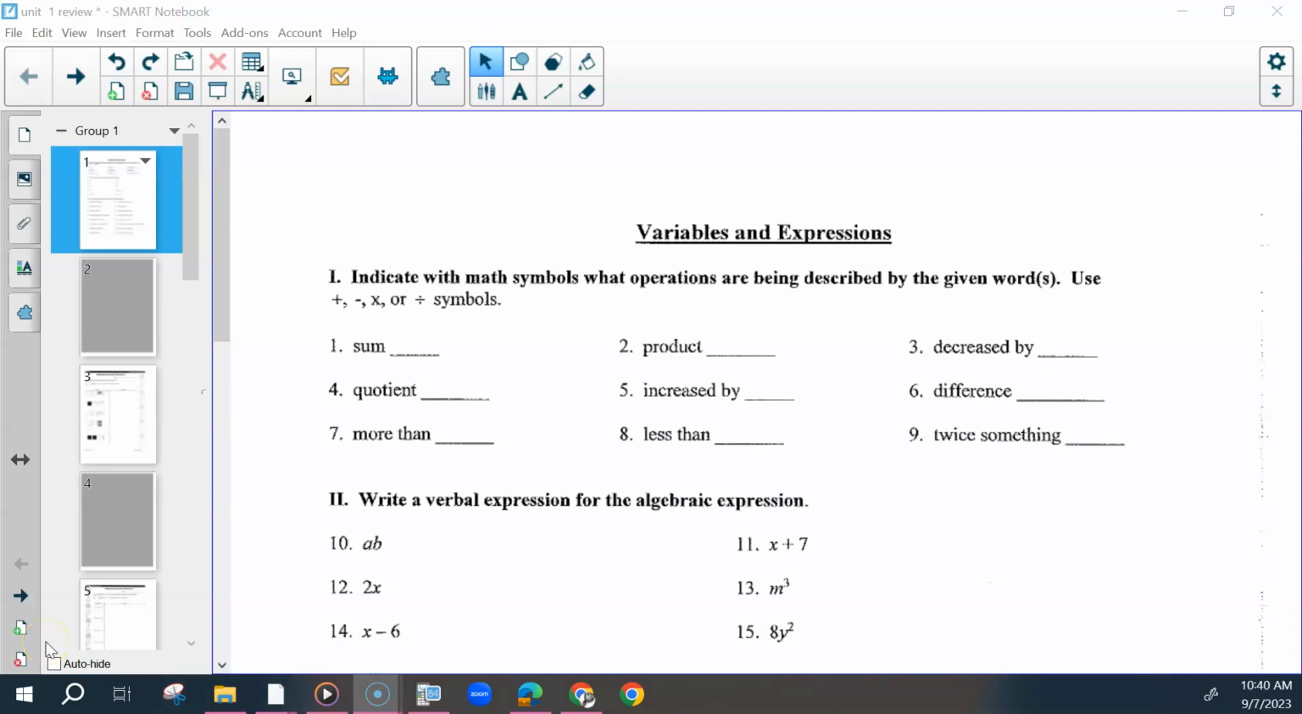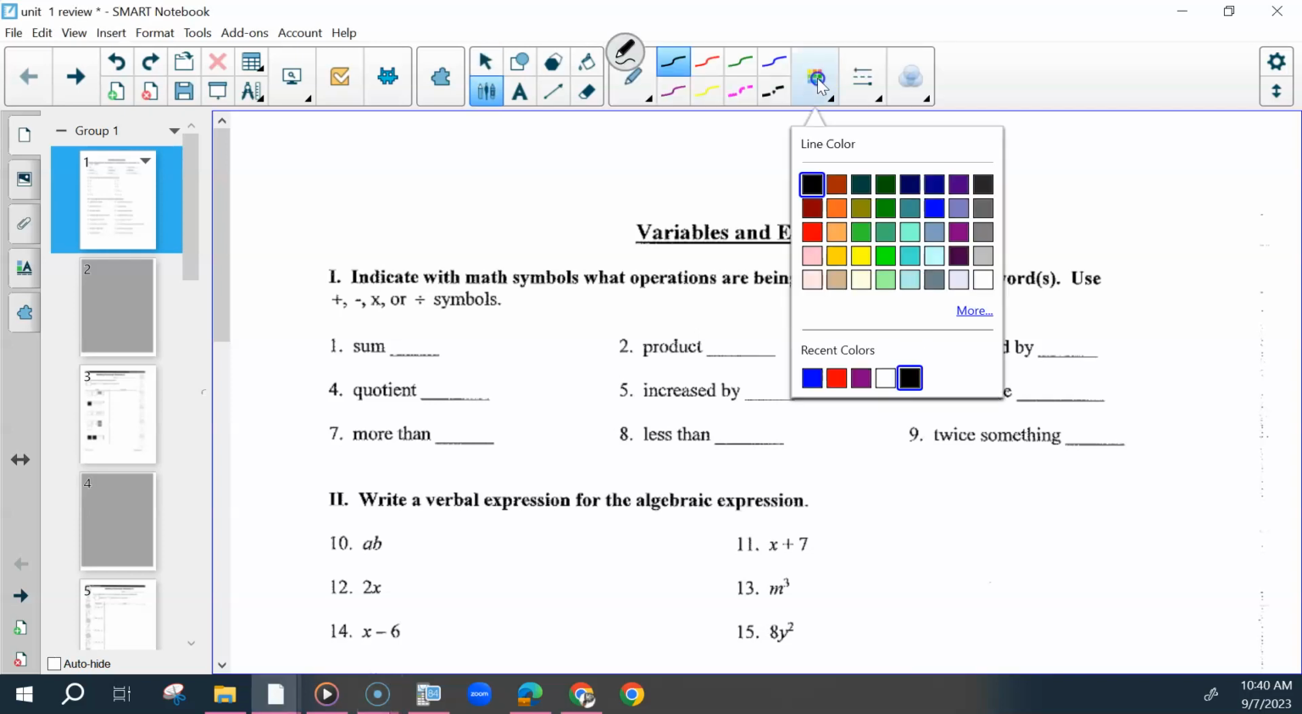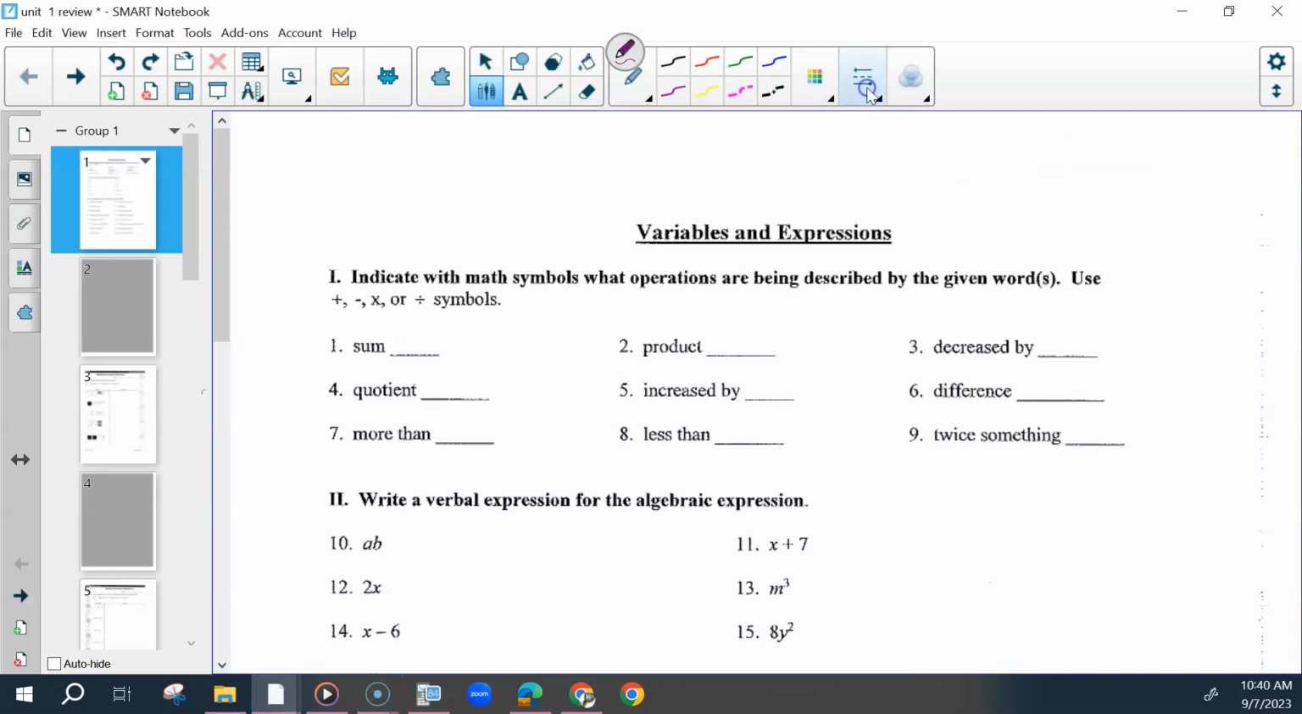Alright, we don't have a lot of time before lunch, so I just want to at least start this. We're going to do this first part together, and then everything else will be any questions you have, you want to go over, we're going to go over those. Alright, so this first section, we are putting the symbols for whatever the words are.